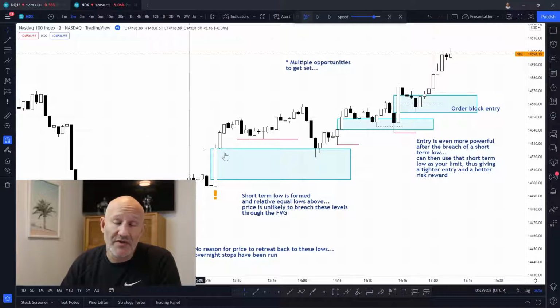So you can see over the course of the session, we had multiple opportunities to get set, and each of these opportunities actually presented a different methodology for entering that long trade.